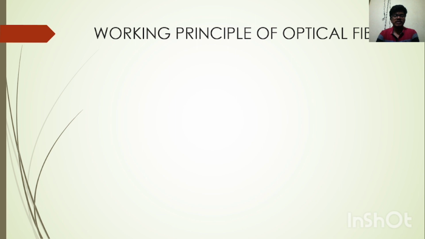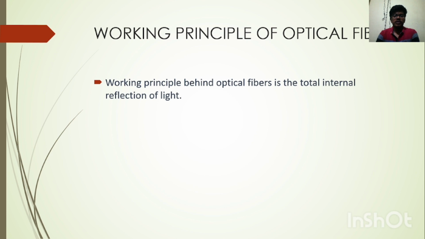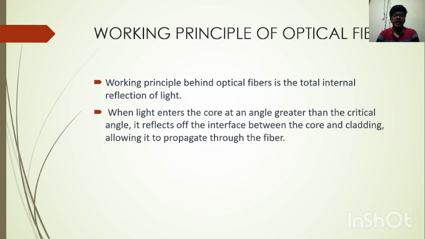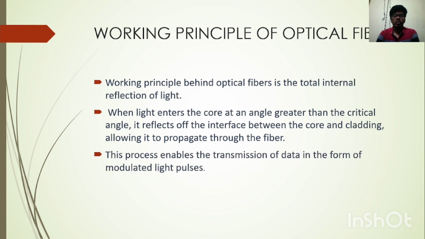Now, let's understand what is the working principle of optical fibers. The working principle behind optical fibers is total internal reflection. First, let's know what is total internal reflection. When the light enters at an angle greater than the critical angle, it is known as total internal reflection, and the light travels from the denser medium to the rarer medium. Now let's go back to the topic.